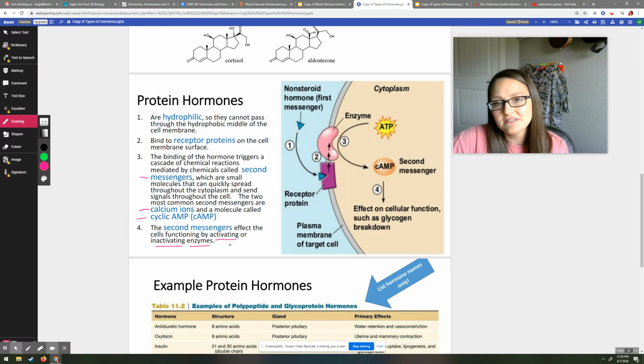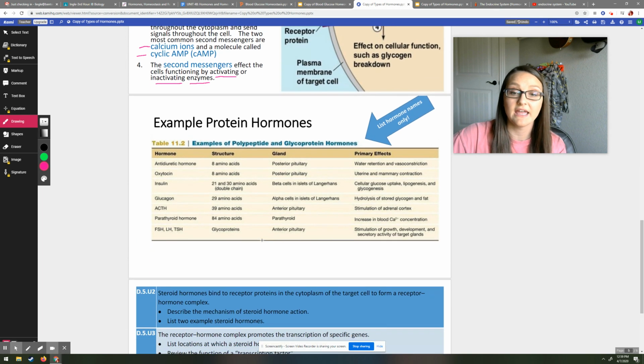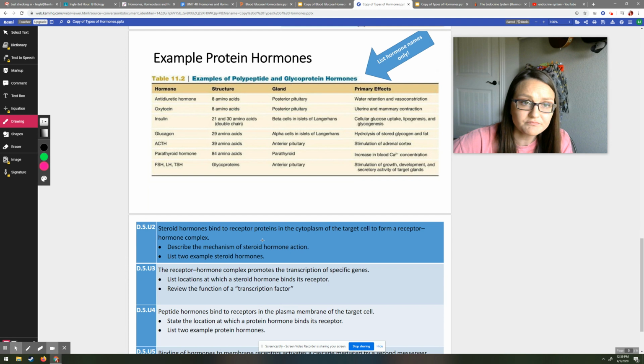Some examples of these are things like the antidiuretic hormone, which is the one that helps you with water retention. Oxytocin, which has to do with uterine contraction. It does a lot of things. Remember, this is the social bonding hormone. It makes you more receptive to individuals that you find familiar and less receptive to those individuals that you find as a stranger.